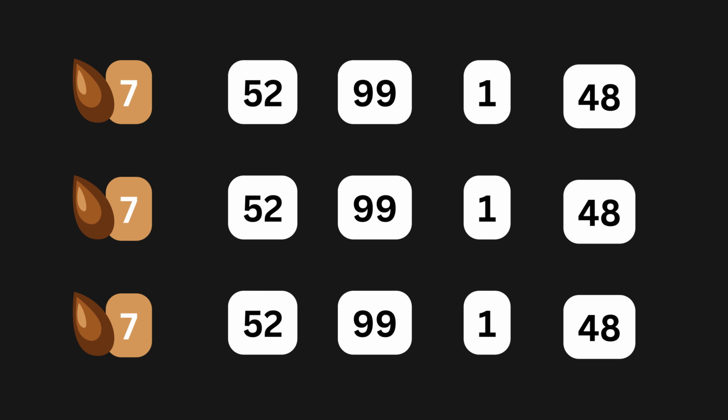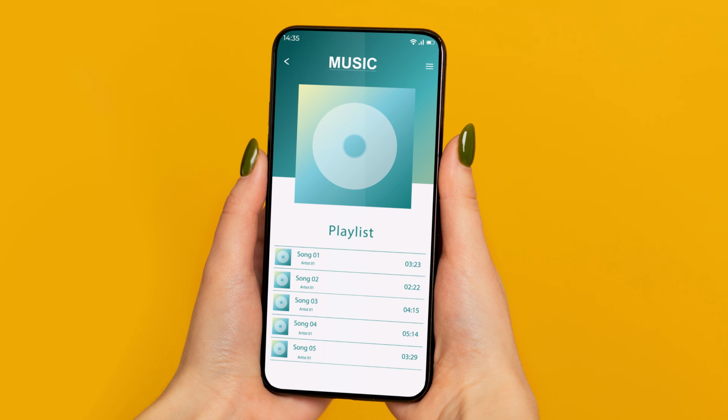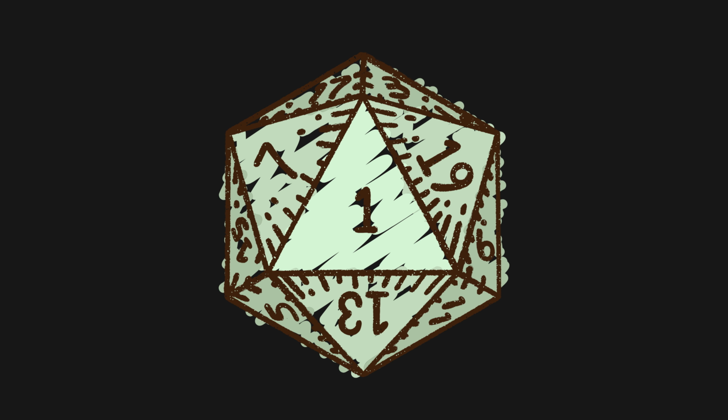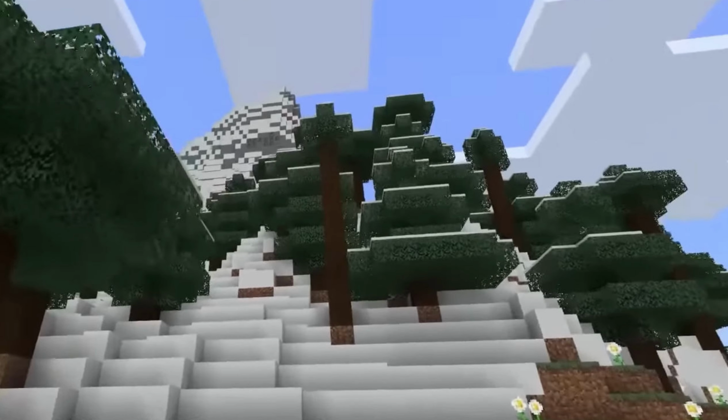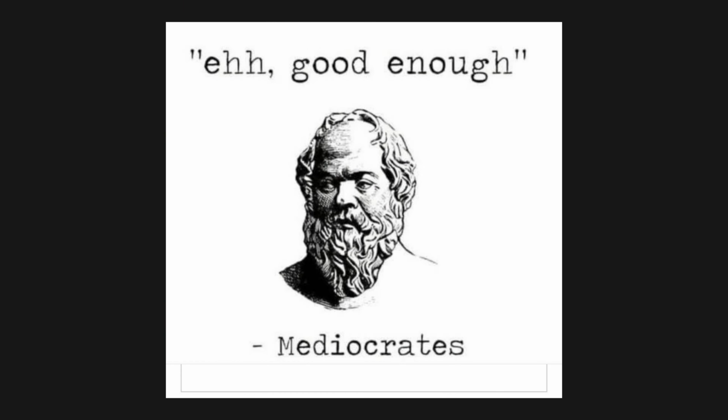For most use cases, that's totally fine. Shuffling a playlist, rolling dice in a video game, running simulations, procedural generation. You don't need true randomness. You just need something that looks random enough.